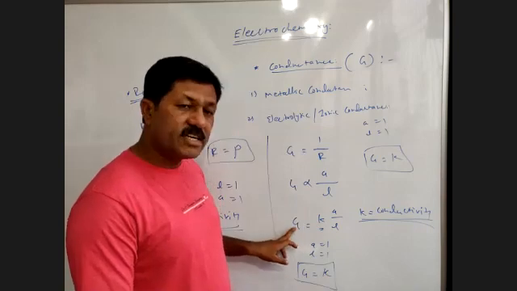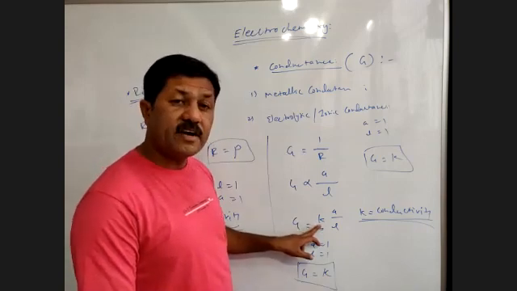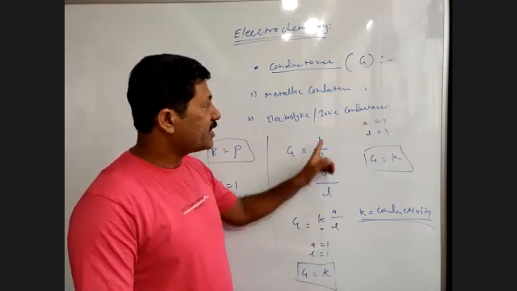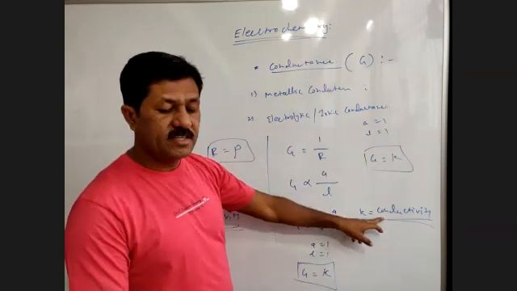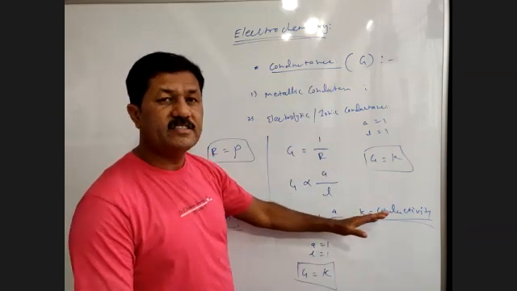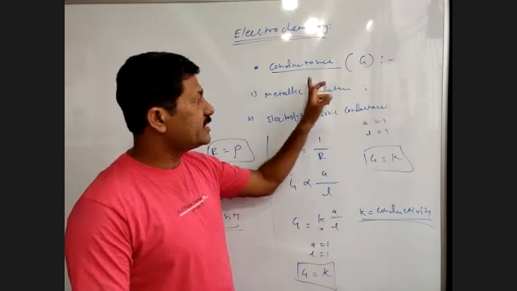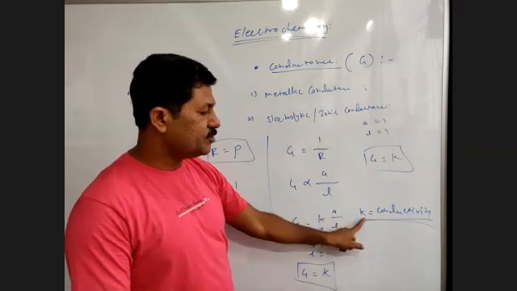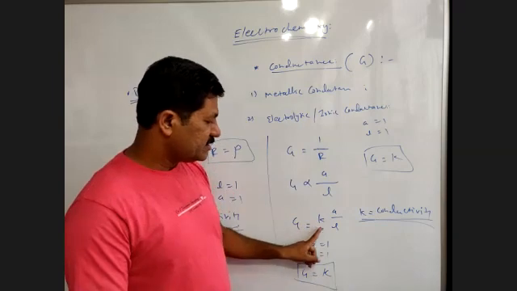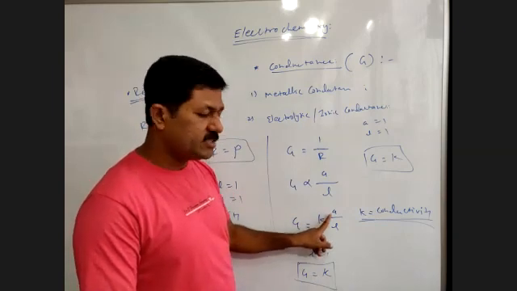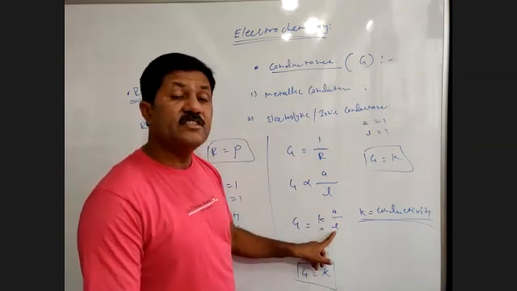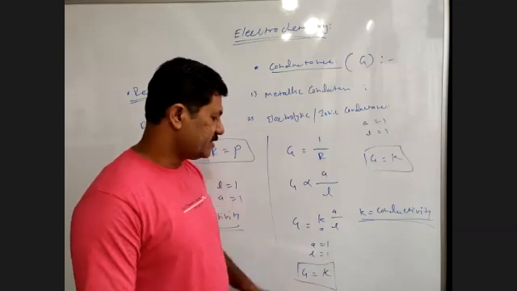So G is a conductance, K is the conductivity. Be clear here. Conductance is this and conductivity is this. There is a lot of difference between conductance and conductivity. Conductance is denoted by G and conductivity is denoted by K. So this is conductance, this is conductivity. This is cross-sectional area and this is length of the wire. So that is what we can see here in this one.